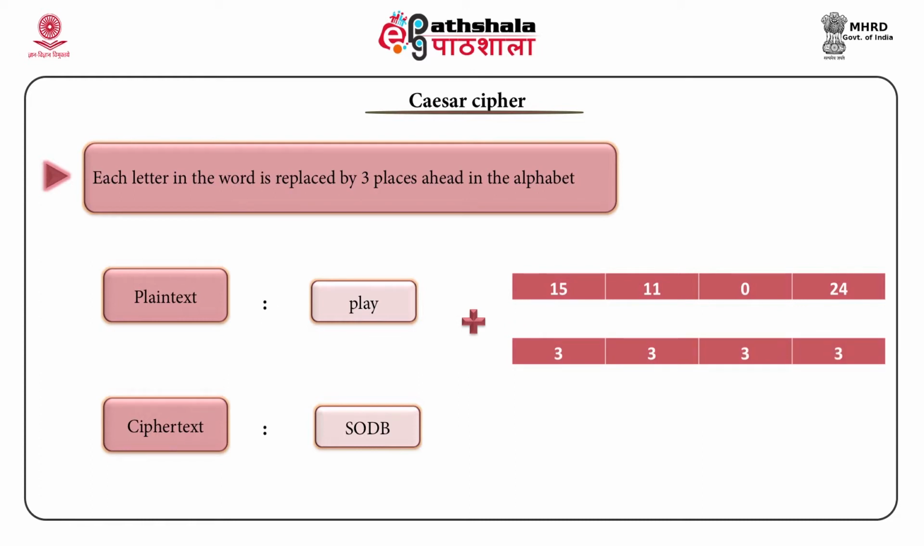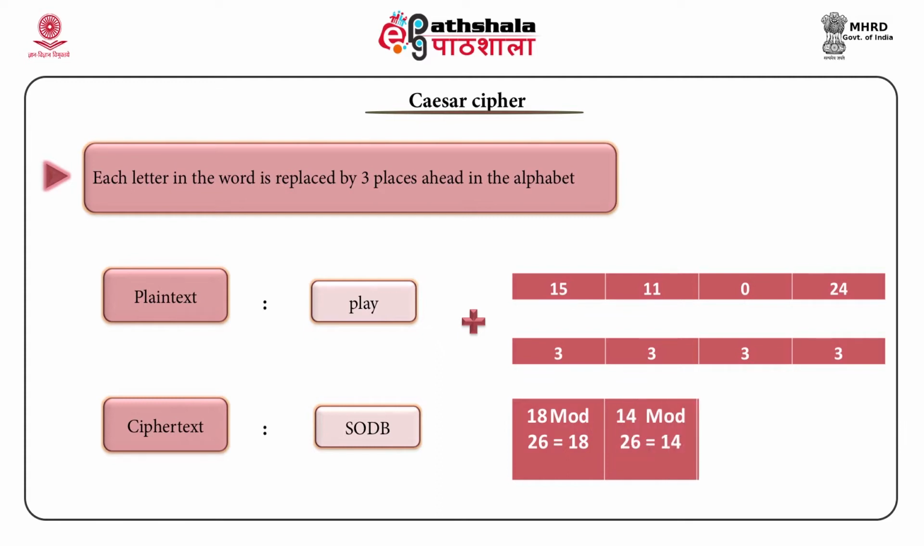So P, that is 15, add 3, you will get 18. 18 modulo 26 gives 18. 18 corresponds to the character S. So after enciphering P with the Caesar cipher, we have got S. The same way you can work out L. L was represented by the number 11, add the key 3, what you get is 14, that corresponds to the English alphabet O. Then comes A. A has a numeric value 0, add 3, what you end up with is 3, that corresponds to English alphabet D.